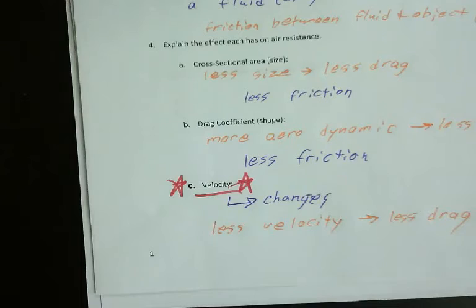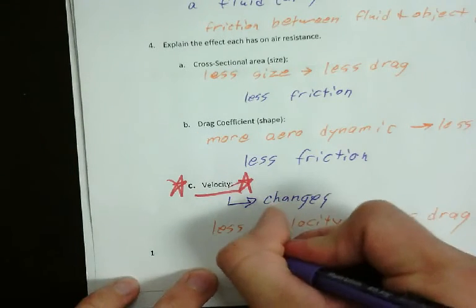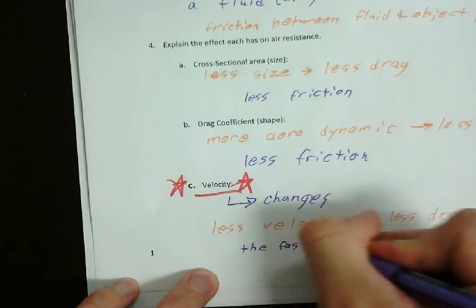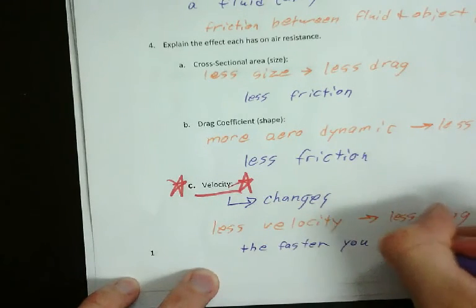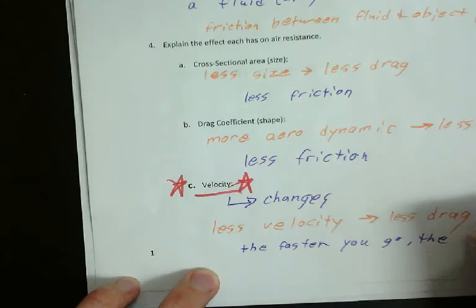And why does velocity matter? Because as you go faster, you rub on more particles in the same amount of time, right? So if I go 10 meters per second, my object goes through 10 meters of air in 1 second. If I go 1 meter per second, I go through 1 meter of air in 1 second. So by going faster, I rub against more air particles, and that builds more friction. So the faster you go, the more friction there is.